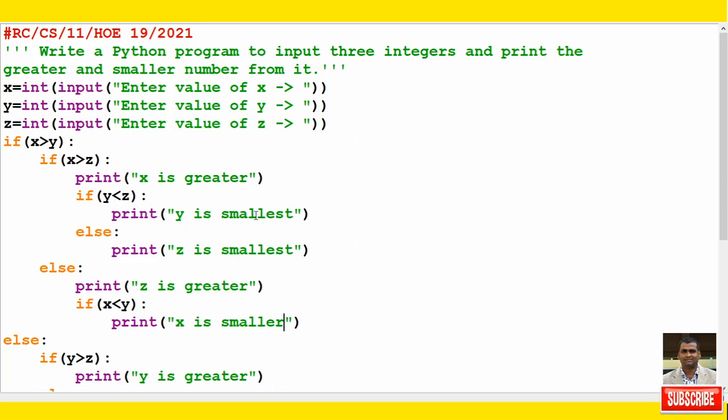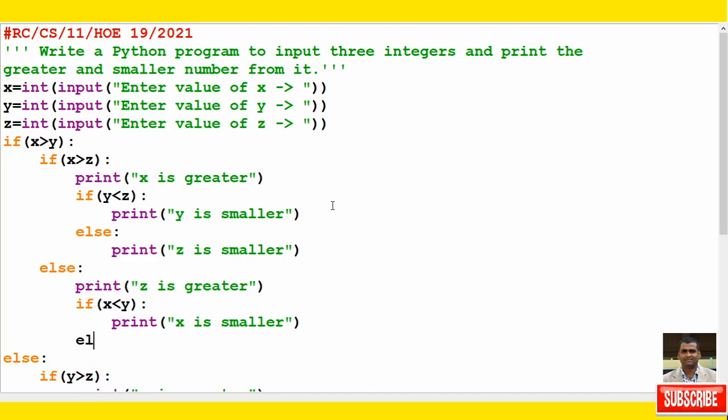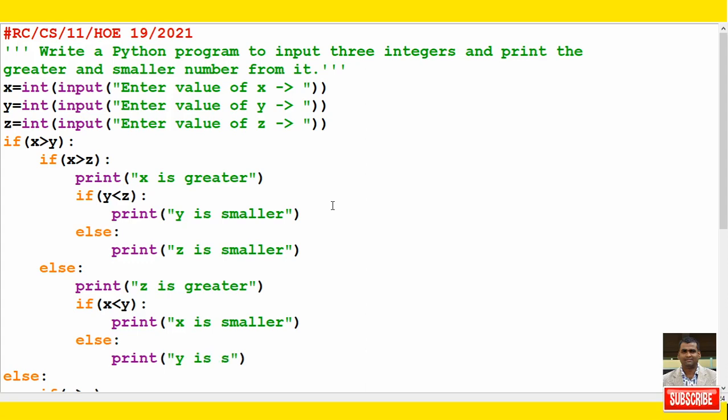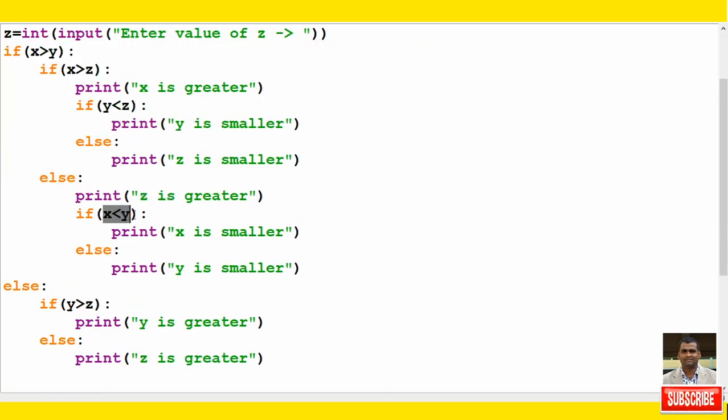smaller. Here also I am writing smaller, because in the question we have typed smaller. Okay, done. And if this is not true, then it will go to this else part and we'll write print that y is smaller, right? So where we have printed the greater one, simultaneously we have computed the smaller one from the remaining ones. Here z is the greater one, then we are making the remaining ones for the smaller one.